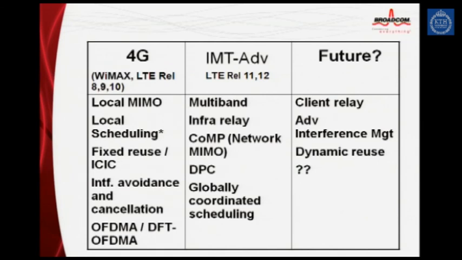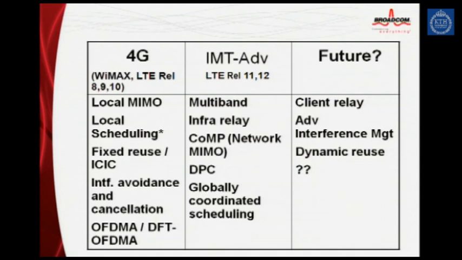What are we doing today in 4G? WiMAX release 8, 9, 12, we're doing local MIMO, that's MIMO based on the antennas in your own cell, mostly local scheduling, information on your own cell, nothing about other cells. Maybe fixed reuse, ICIC, which is inter-cell interference coordination, some interference avoidance and cancellation, OFDMA or DFT-OFDMA. So that's where we are today.